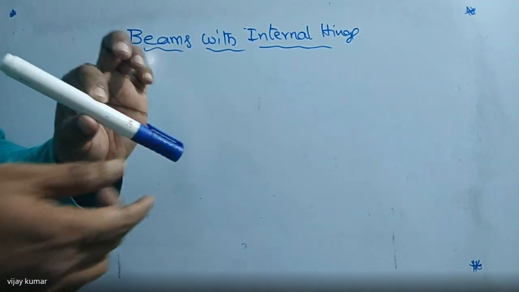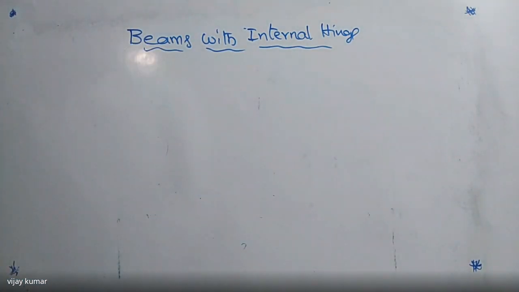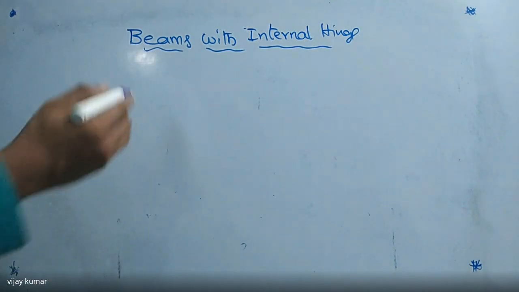So what about the moment here? Zero. So if there is any internal hinge given, at that point the bending moment is zero.